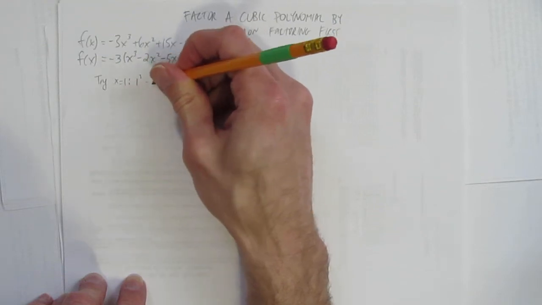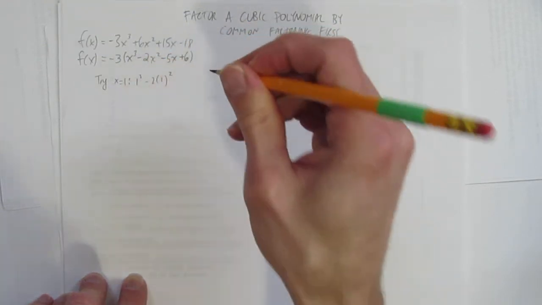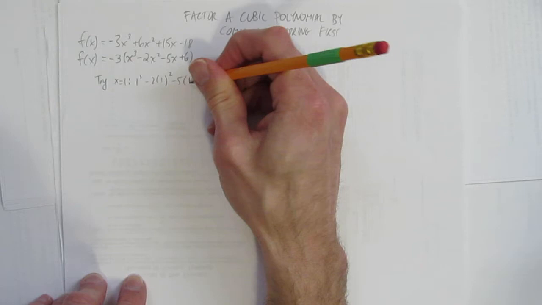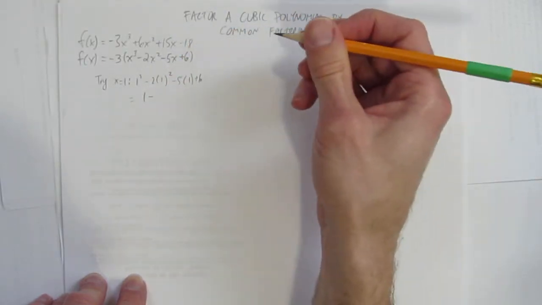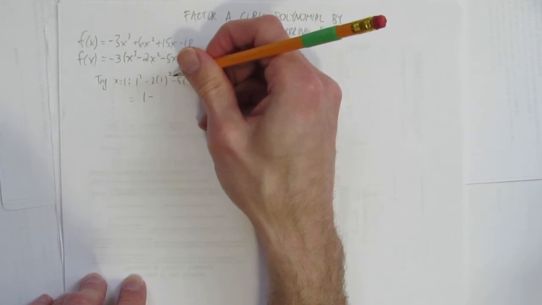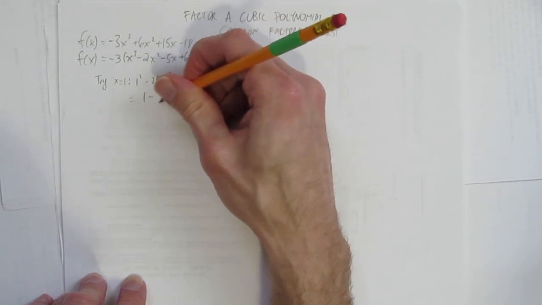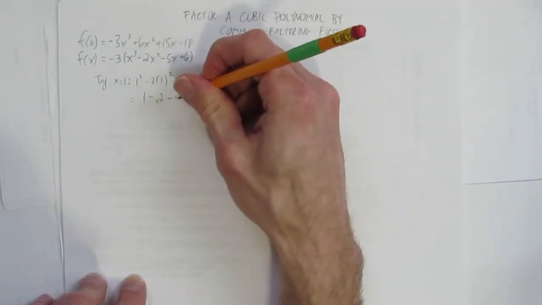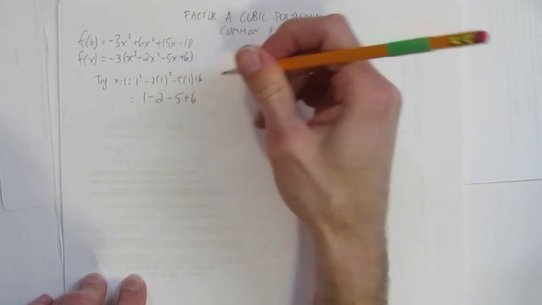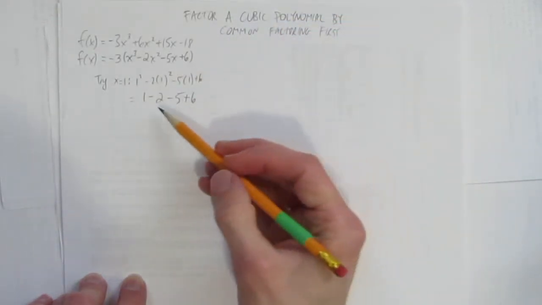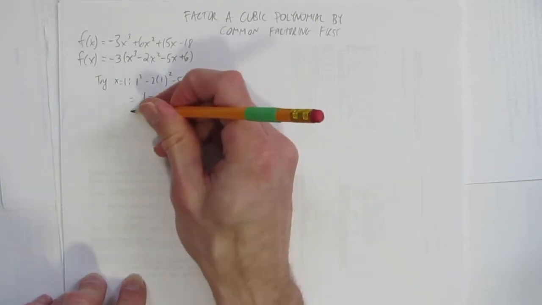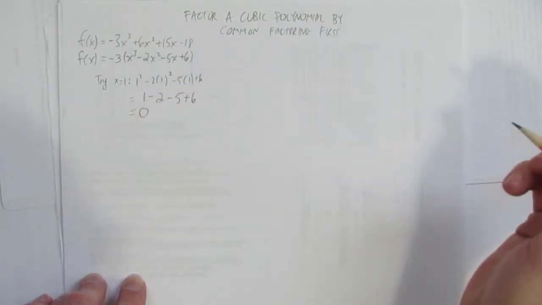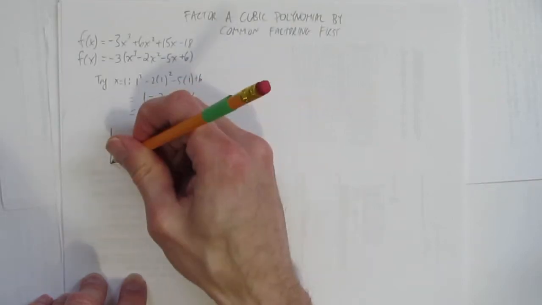We get 1 cubed minus 2 times 1 squared minus 5 times 1 plus 6, which equals 1 minus 2 times 1 squared is 2 times 1, which is minus 2, minus 5 plus 6. And that's nice. 1 minus 2, -1. I get -6 plus 6, which equals 0. Beautiful. I've got one that works.